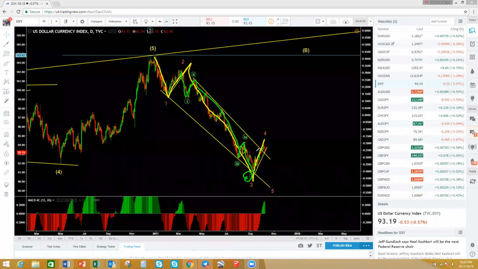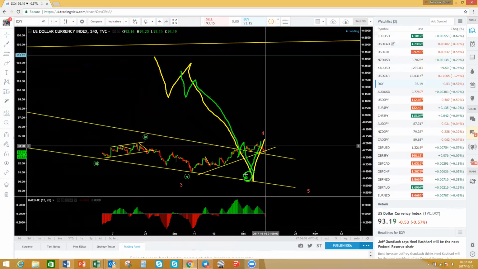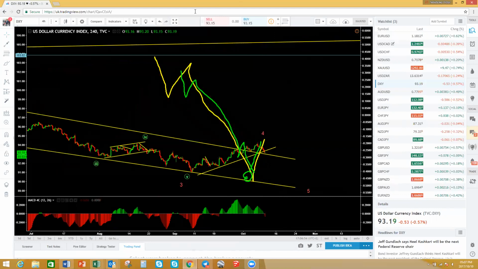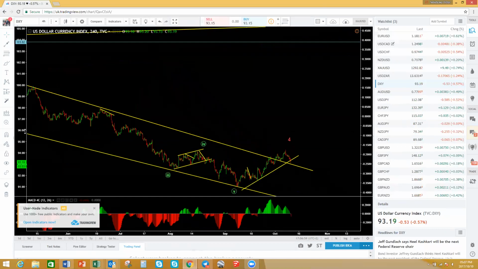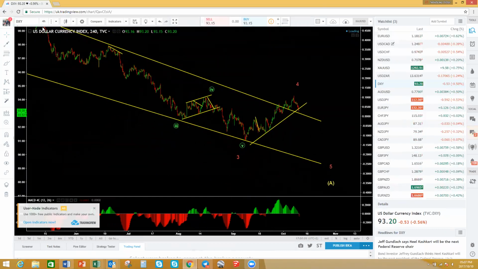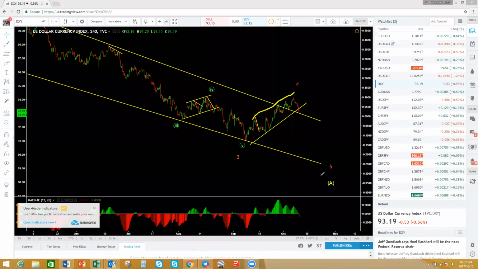So how do we know that the red is completed? We are currently in this wave 4 here. This is the daily time frame, and I'm going to go down lower to look at this wave 4. What this is telling me is that we are completing the wave 4 of the red in this red A.